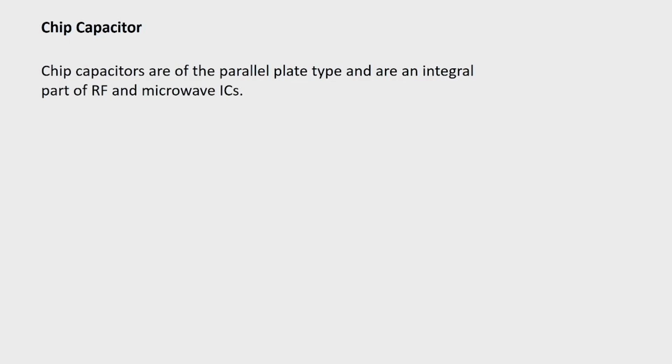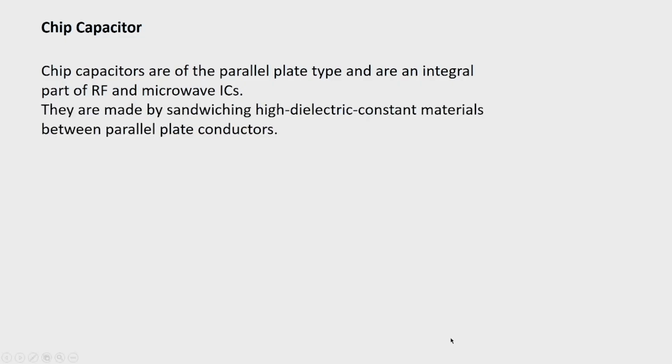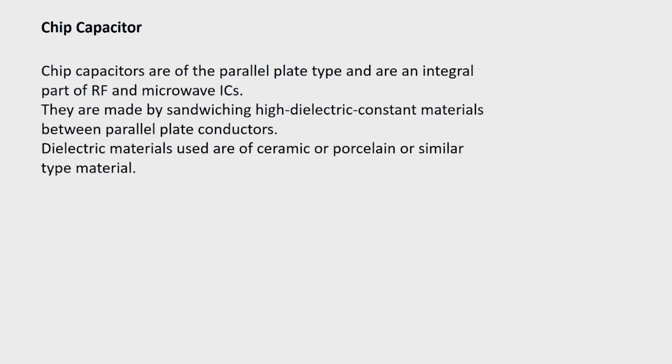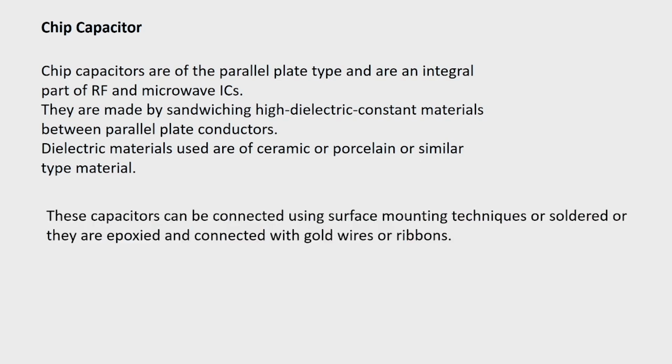Chip capacitors are actually parallel plate type and are an integral part of RF and microwave integrated circuits. They are made by sandwiching high dielectric constant materials between parallel plate conductors. Dielectric materials used are ceramic or porcelain or similar other type of material.